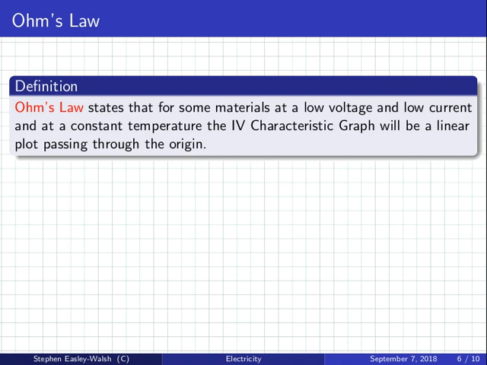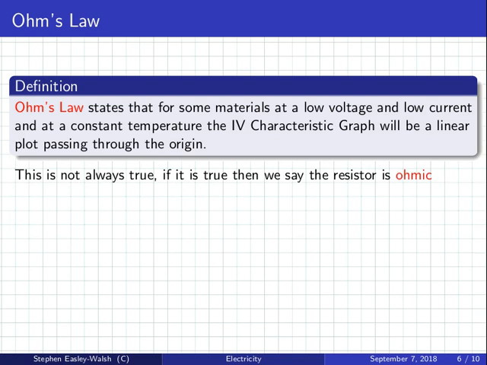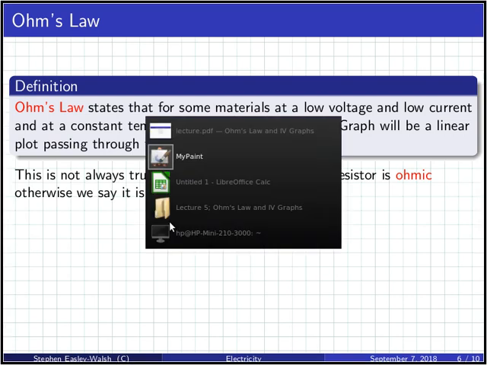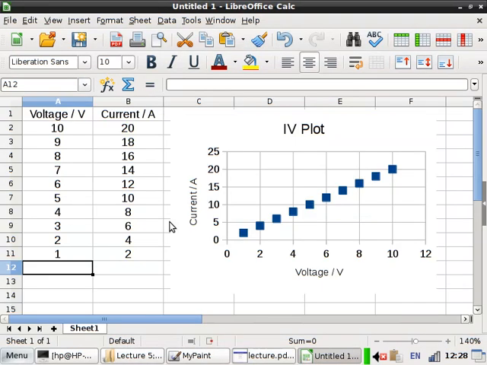So, it's not exactly the best law in physics. And it's not even always true. Sometimes it's false. If it actually is true, then we describe the material as being ohmic. And if it's not true, we say it's not ohmic. So, here, because this obeys Ohm's law, we call this resistor ohmic. If we didn't have a straight line, we would call the resistor non-ohmic, because it doesn't obey Ohm's law.